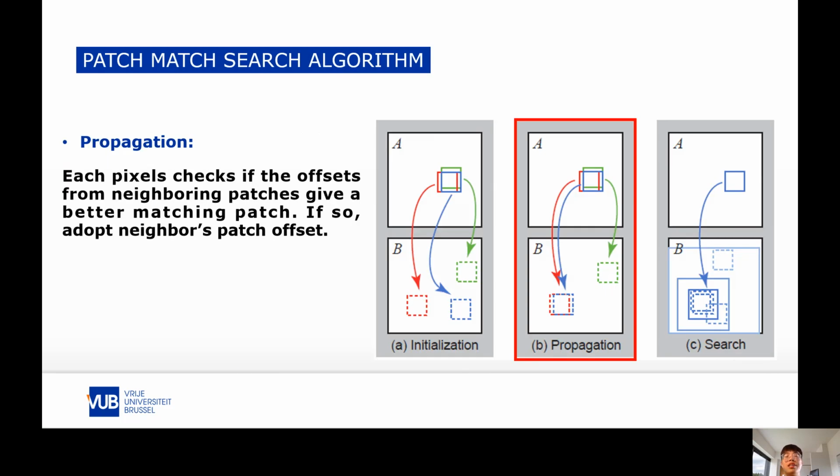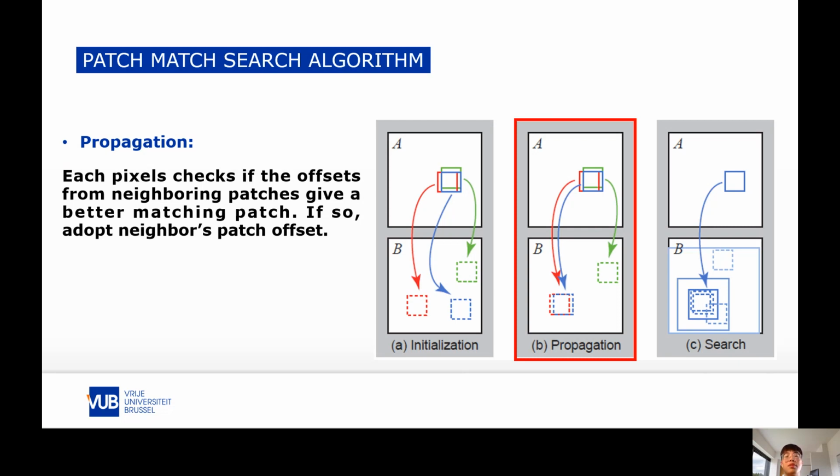Propagation. The next step is propagation. Each pixel checks if the offsets from neighboring patches give a better matching patch. If so, adopt a neighbor's patch offset. It may not be easy to understand here, but I can give you an example. Look at the figure first.